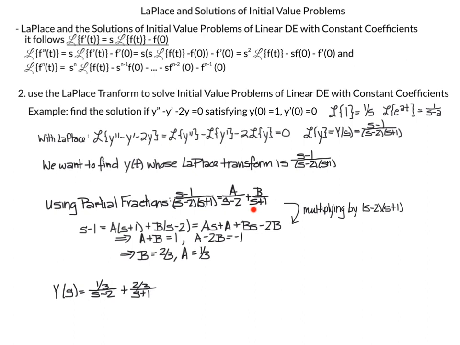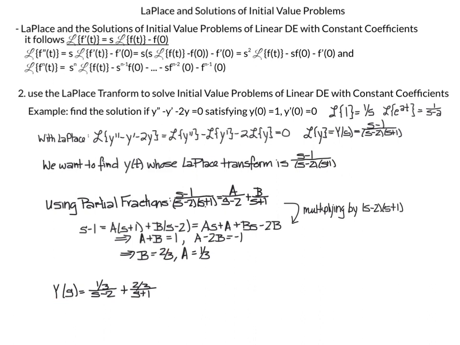Anyway, to use partial fractions, we can multiply both sides of our equation by s minus 2 times s plus 1. Over here, we're just going to get s minus 1 on top. Then when we multiply a over s minus 2 by s minus 2 times s plus 1, the s minus 2's cancel out, and we get a times s plus 1. We multiply b over s plus 1 by s minus 2 times s plus 1. The s plus 1's cancel out, and we get b times s minus 2. Then we solve algebraically, and we get b equals 2/3 and a equals 1/3.